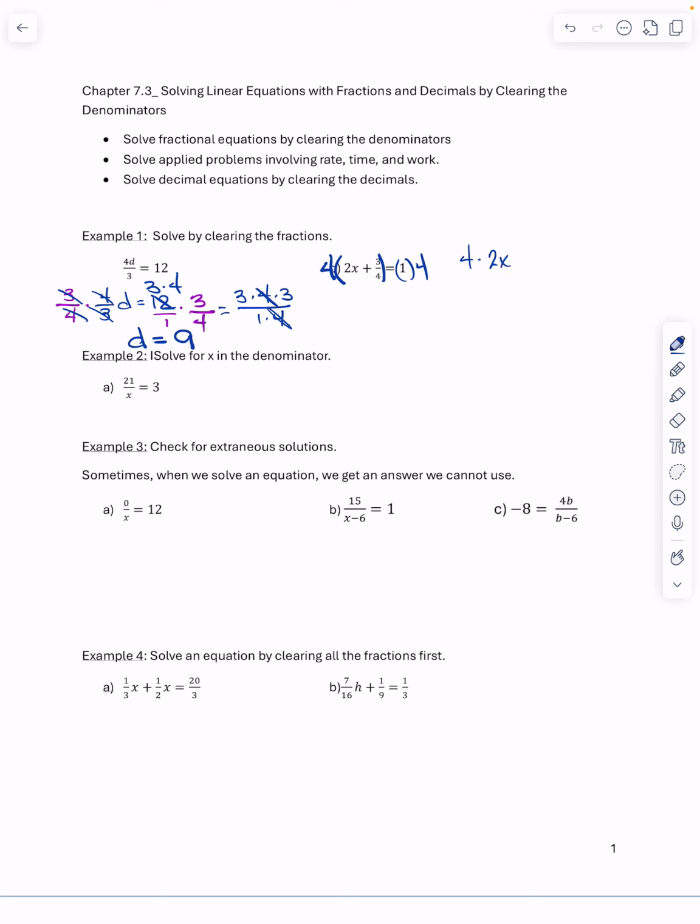So I got 4 times 2x. And I'm doing this specifically because sometimes we end up just multiplying 4 by the parts we want, and we forget we need to multiply by everything. So my 4 over 4 cancel out. That was the point of multiplying by 4. I get 8x plus 3 equals 4. And now it's just an equation with whole numbers. 8x equals 1. Divide both sides by 8, and I get x equals 1/8.